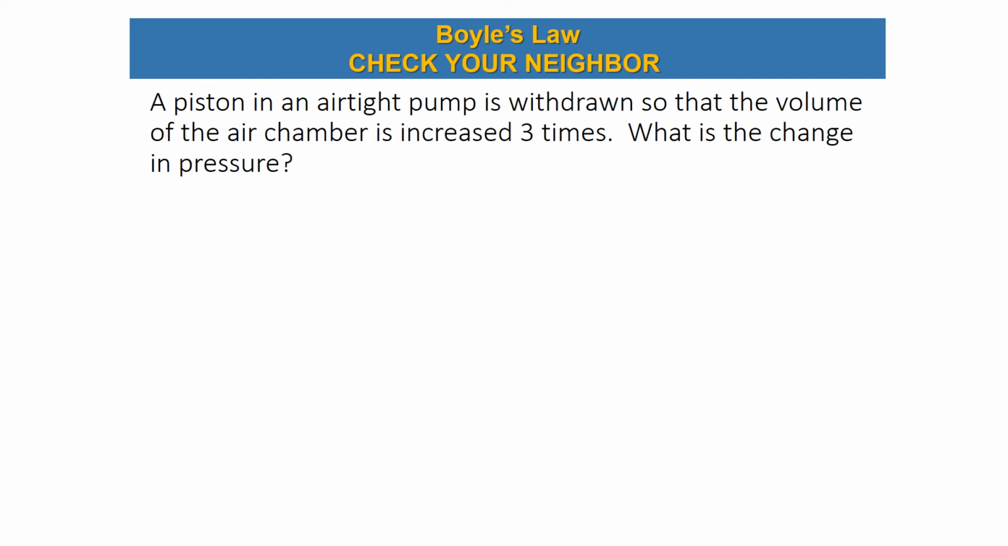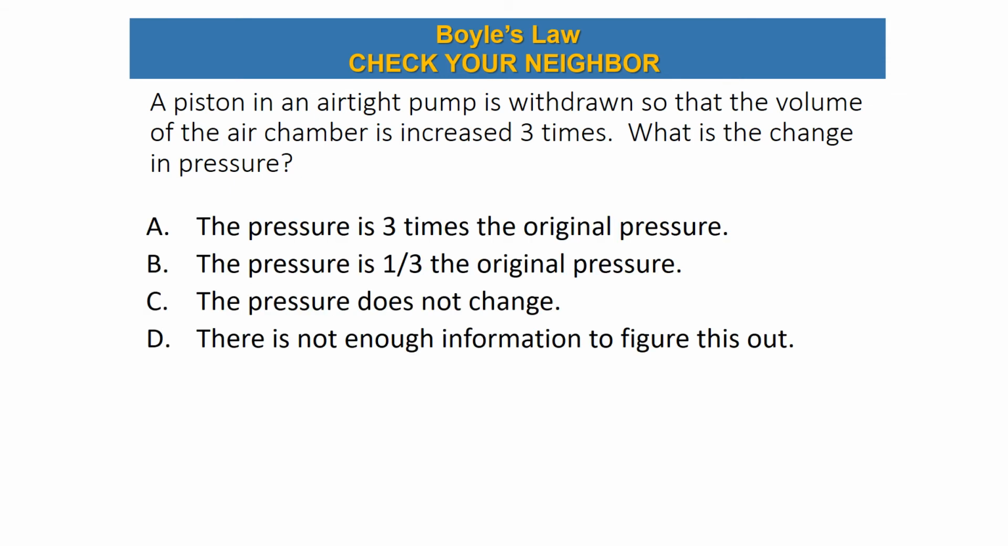Question: a piston in an airtight pump is withdrawn so that the volume of the air chamber is increased 3 times. What is the change in the pressure? Because of the inverse proportionality, the pressure in this case will be a third of the original pressure. So the proper answer is B.